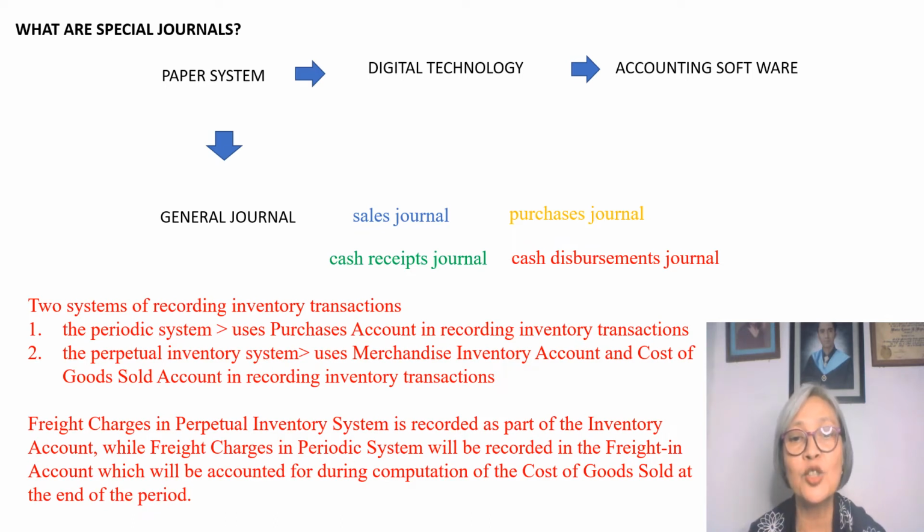The purchases journal using the perpetual method will require a debit to inventory instead of purchases. Another difference is that the perpetual method will include freight charges in the inventory account, while the periodic method will have a special freight-in account that will be added when cost of goods sold is computed.